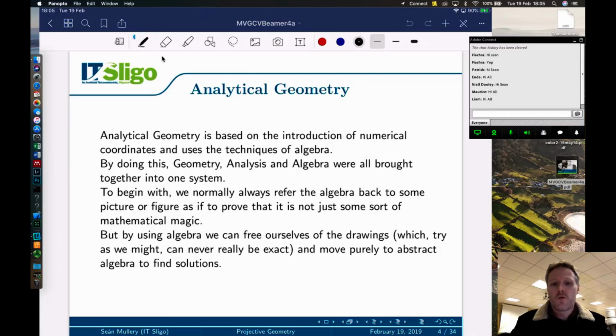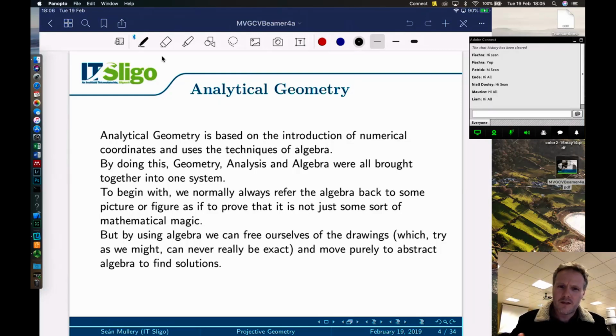So to begin with, we normally always refer the algebra back to some picture or figure as if to prove that it is not just some sort of mathematical magic. So you find that we tend to do that. The algebra is fine, but it's so abstract for us that we tend to find it a little bit difficult. While we can follow all the rules and follow all the manipulations that we're supposed to do, we often find it difficult to get a sense of what's going on.